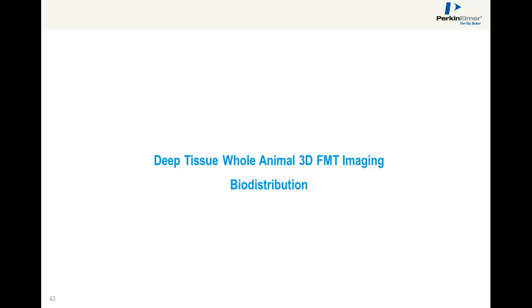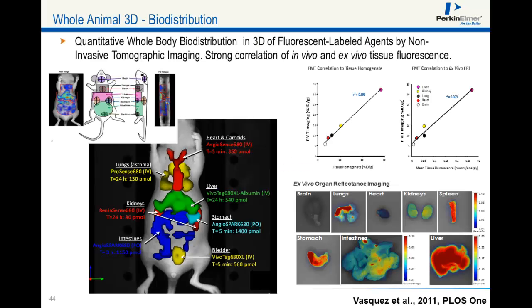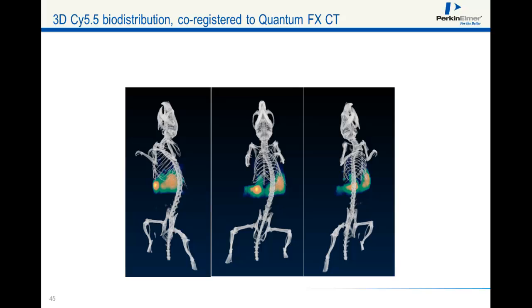Biodistribution of fluorescent antibodies, proteins, and peptides can be visualized in 3D tomographic reconstruction. By means of transillumination imaging, 3D ROIs, and tomographic reconstruction algorithms, we can quantitatively assess whole body biodistribution of fluorophores in 3D. The quantitative aspect is confirmed by strong correlation between in vivo and ex vivo tissue fluorescence quantitative data. Here is another example of a 3D reconstructive representation of Cy5.5 biodistribution in co-registration with micro-CT.